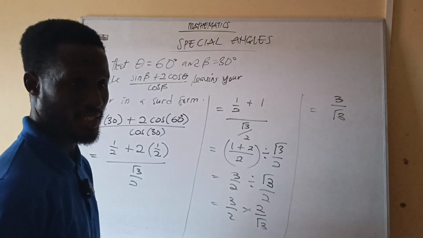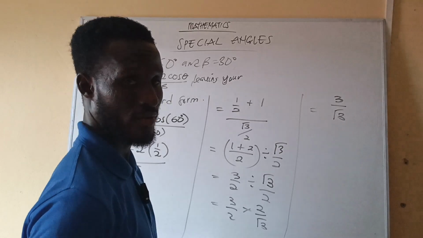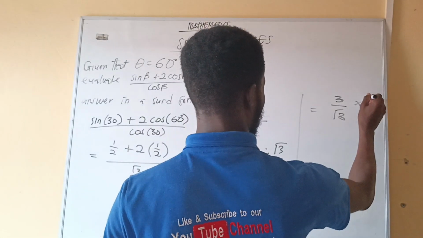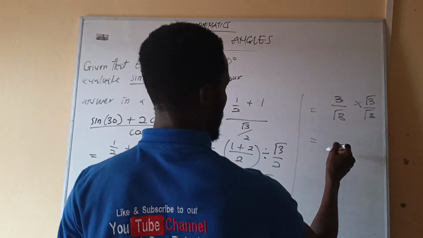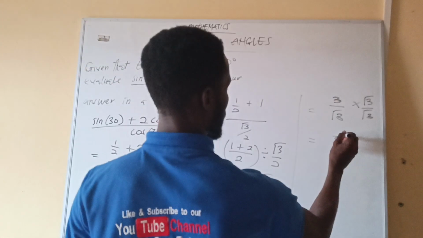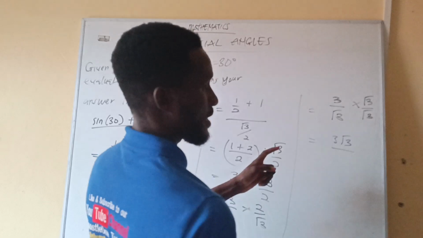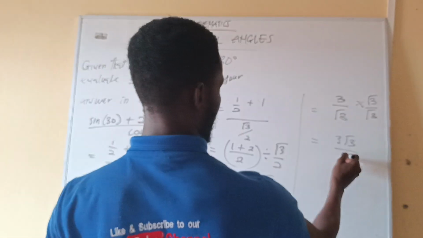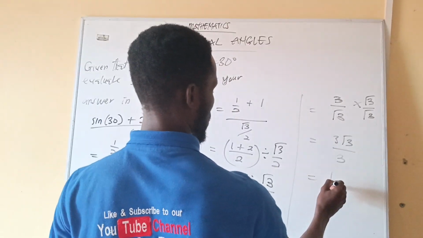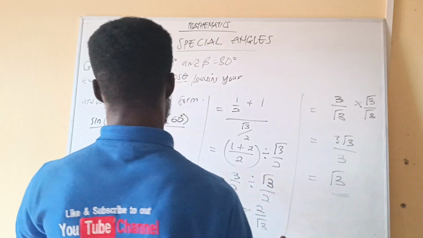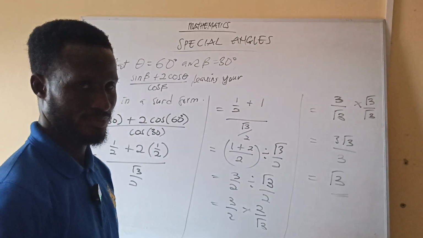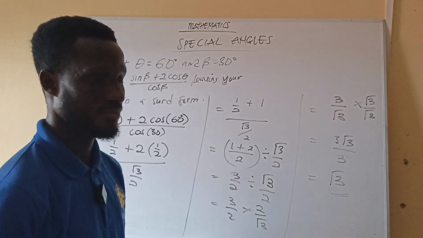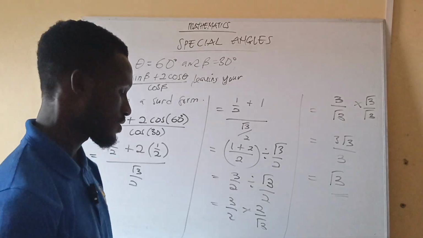Now, of course, we can't leave our answer like that, so we can rationalize it. We multiply this one by root 3, multiplying this one by root 3. You're going to get 3 times root 3, which is 3 root 3, and then root 3 times root 3 is 3. So 3 will cancel 3. The whole answer for this one is root 3. Yes, now let's move on to the next question.